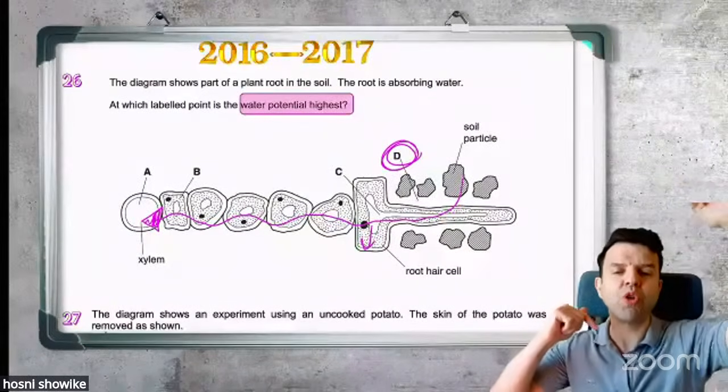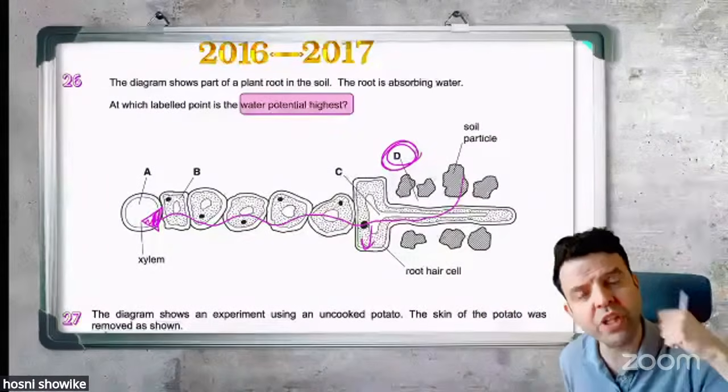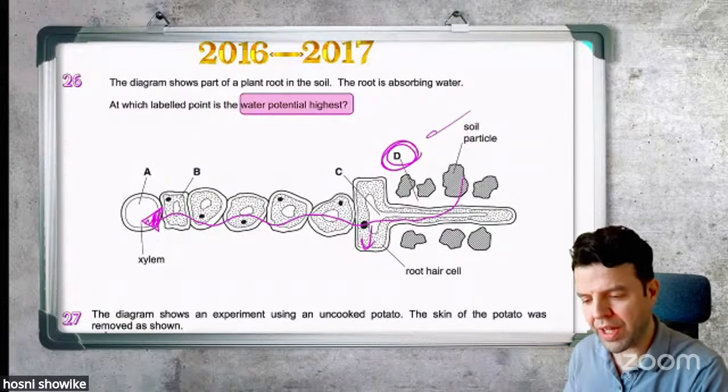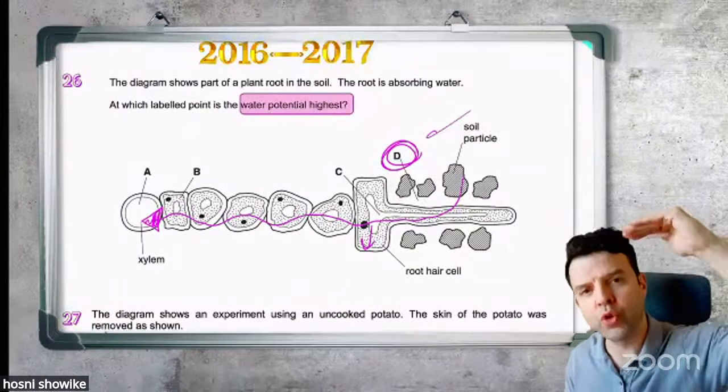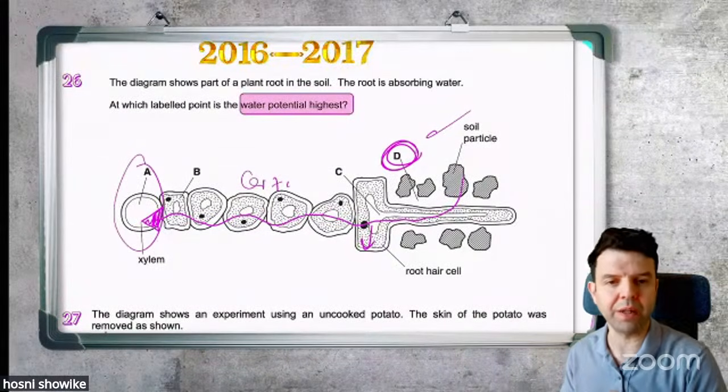So again, you have to think of it that way. The highest water potential is the origin, the top, where the water originally comes from. The plant gets its water from the soil. For that reason, it's going to go soil, root hair cell, cortex, until it gets to the xylem.